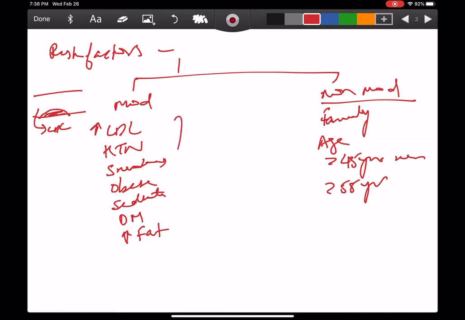So these are the modifiable risk factors. You can work on them. You can try to reduce your LDL levels, eat less amount of fat, control your diabetes and hypertension, quit smoking. Now let me move on to what weight loss does in terms of improving your general health.